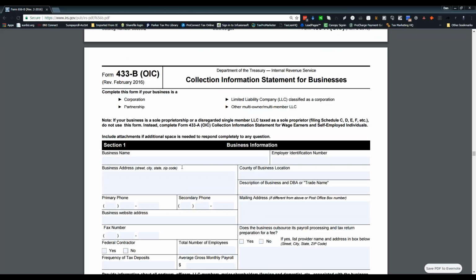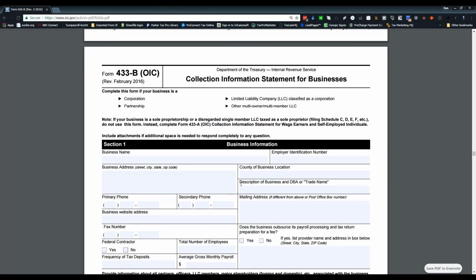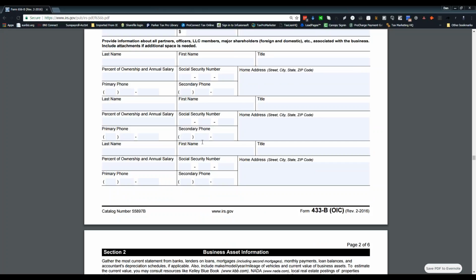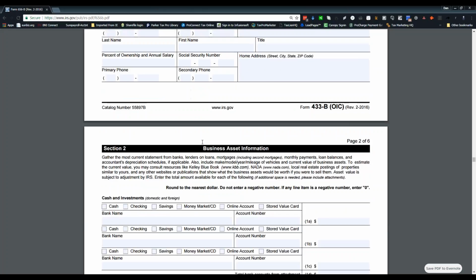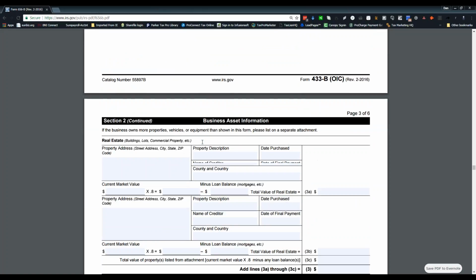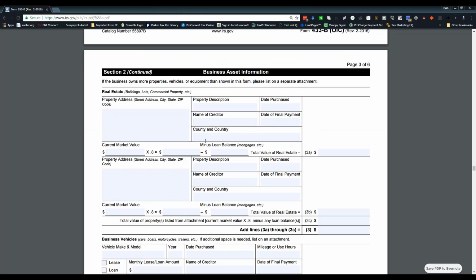Now here's the 433-B (OIC). This is for the businesses. Again, for the most part it's very similar, other than now, instead of you and a spouse, it's you and your partners, owners, shareholders. We're looking at the cash investment. Now notice I didn't switch forms. This is still in the 656-B packet.